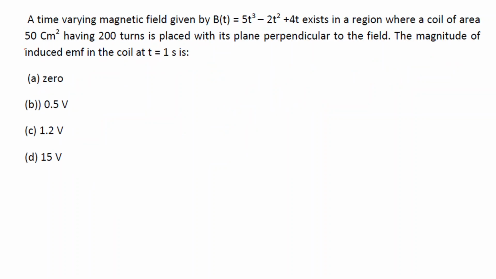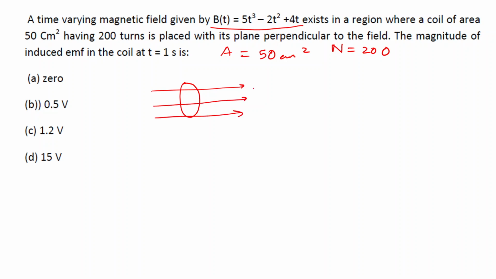Next question is a time varying magnetic field given by this expression. It exists in a region where a coil of area 50 centimeter square, having 200 turns, is placed with its plane perpendicular to the field. So we have a coil placed in a magnetic field which is varying, and the expression is this.